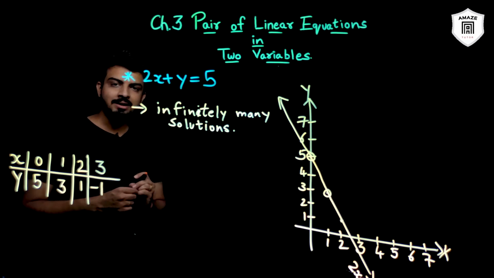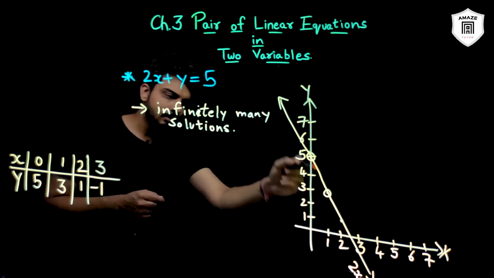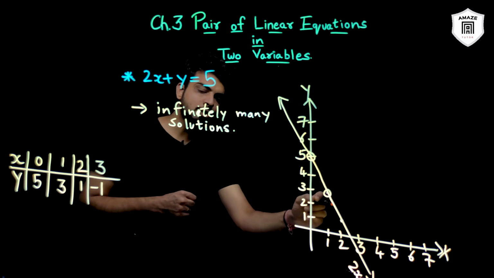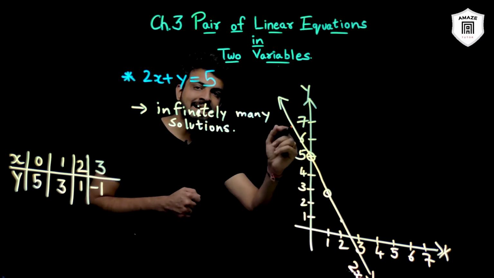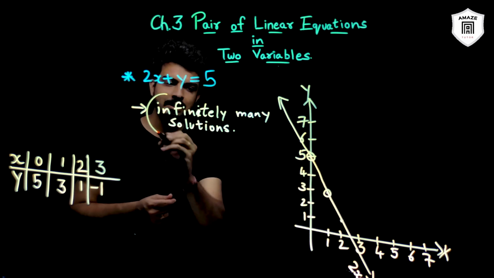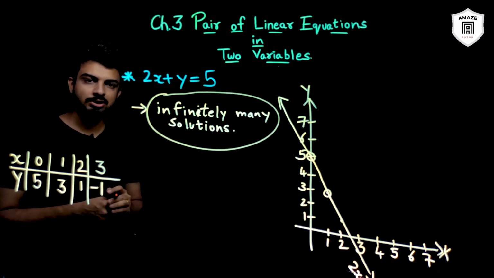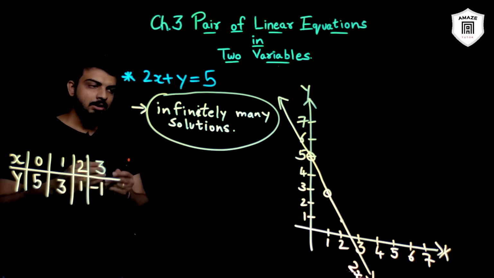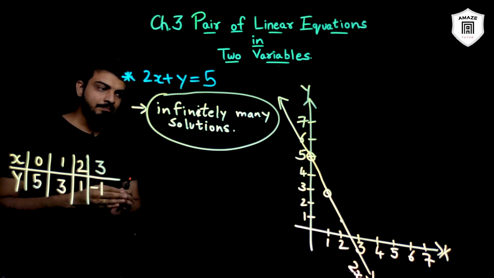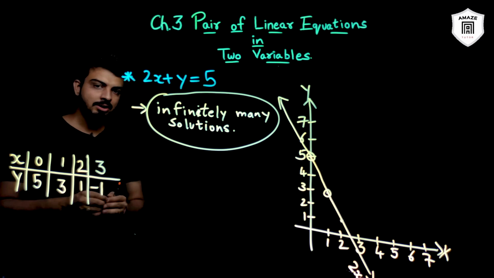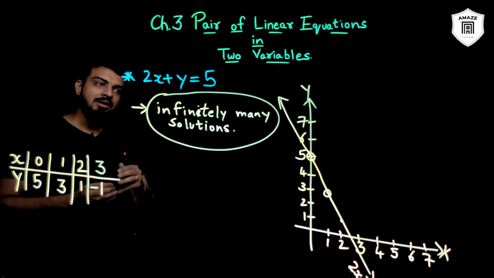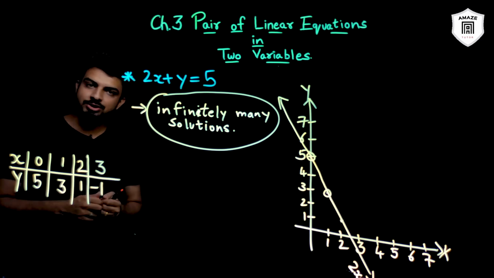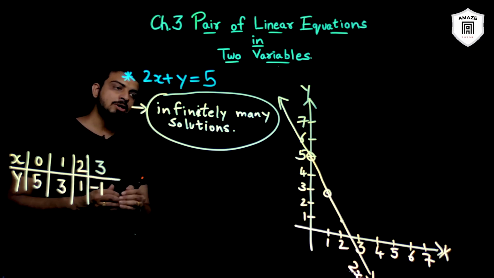And as you know, how many points are there on a line? Infinite points. And I told you that each point is a solution of the equation. So how many solutions can we have? Infinitely many solutions. Clear? One more time I am going to repeat: on a line which is representing a particular equation, there are an infinite number of points. Each point is showing a solution of the given equation, and there are infinite points on a line.